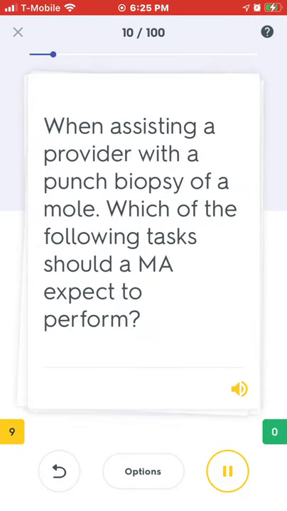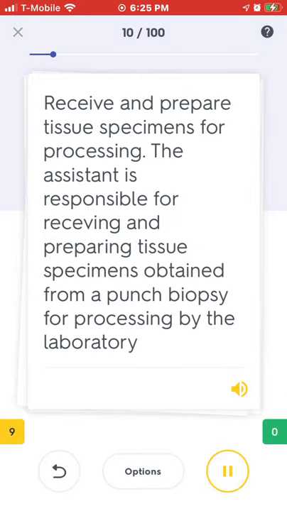When assisting a provider with a punch biopsy of a mole, which of the following tasks should a MA expect to perform? Receive and prepare tissue specimens for processing. The assistant is responsible for receiving and preparing tissue specimens obtained from a punch biopsy for processing by the laboratory.